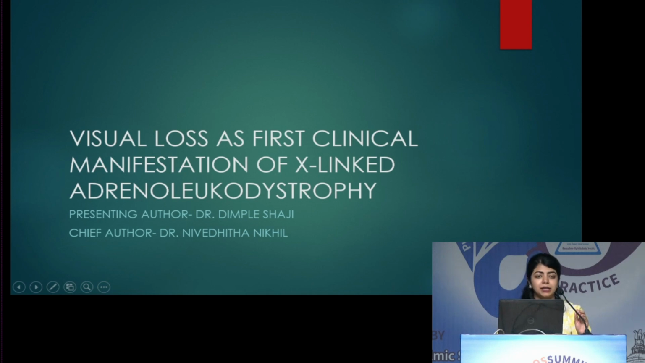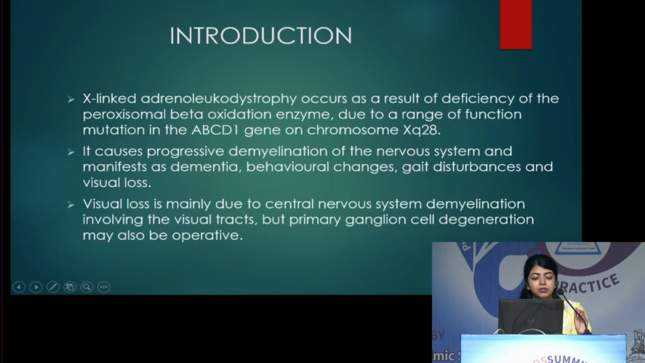I'm Dr. Dimple, and I'm here to present a case report on visual loss as the first clinical manifestation of X-linked adrenoleukodystrophy. X-linked adrenoleukodystrophy occurs as a result of deficiency of the peroxisomal beta oxidation enzyme due to a loss of function mutation in the ABCD1 gene on chromosome Xq28. It causes a progressive demyelination of the nervous system and manifests as dementia, behavioral changes, gait disturbances, and visual loss. Visual loss is mainly due to central nervous system demyelination involving the visual tracts, but primary ganglion cell degeneration may also be operative.